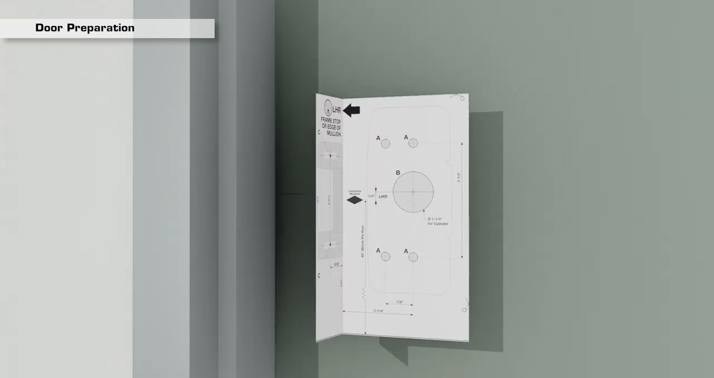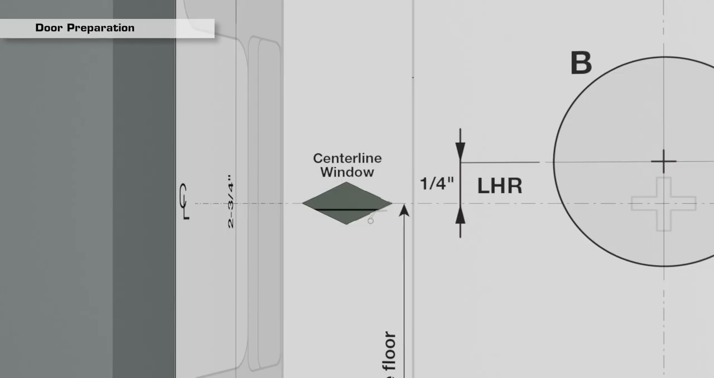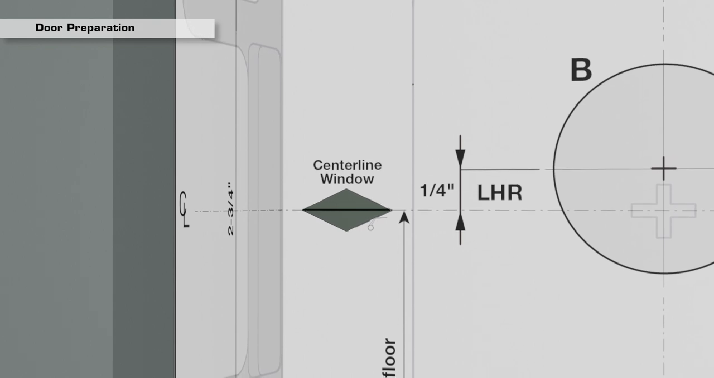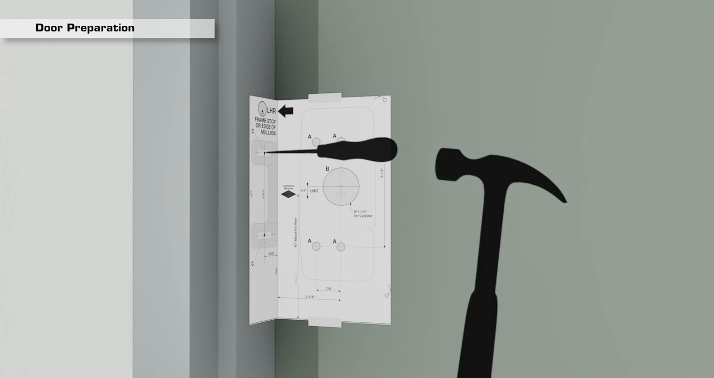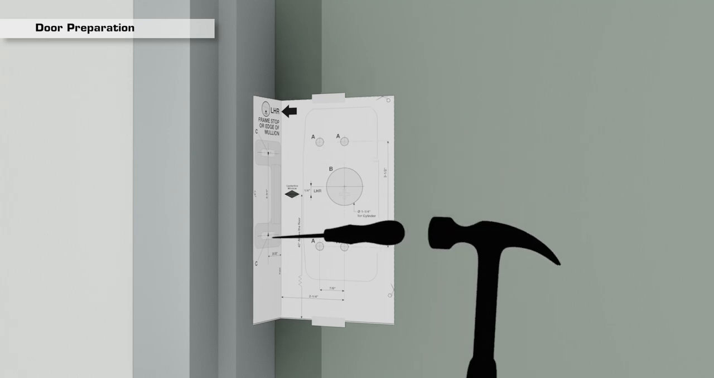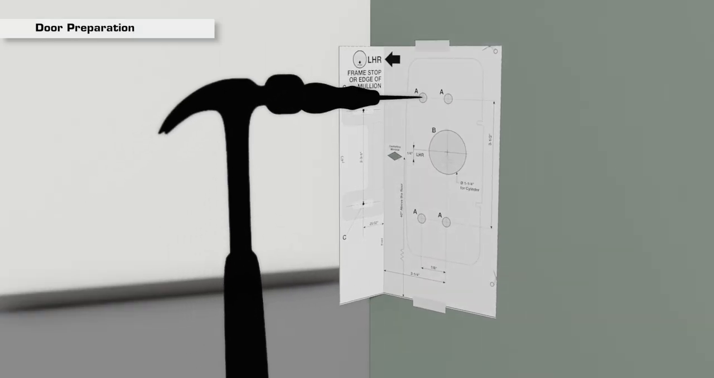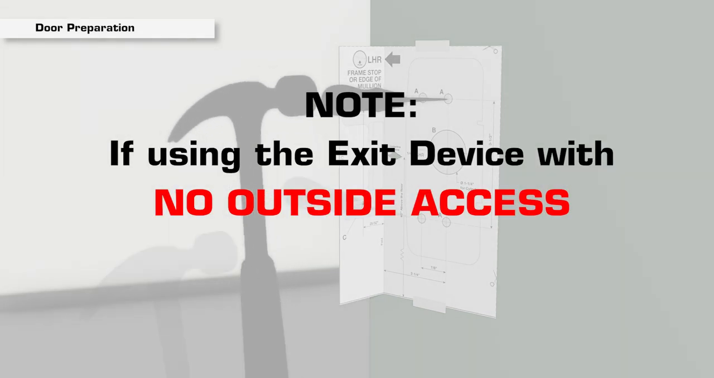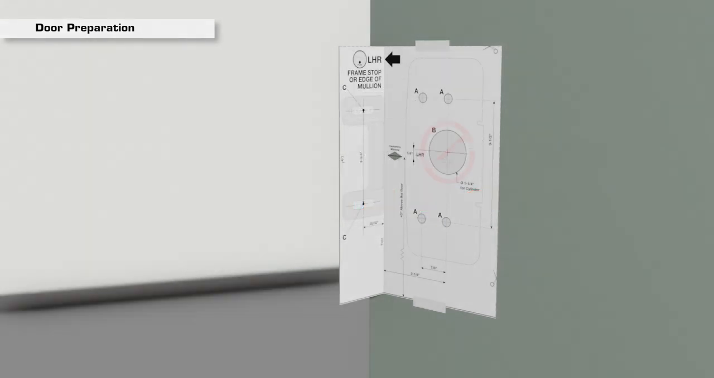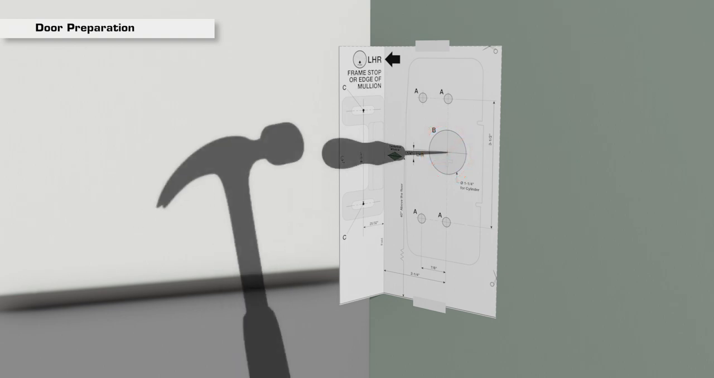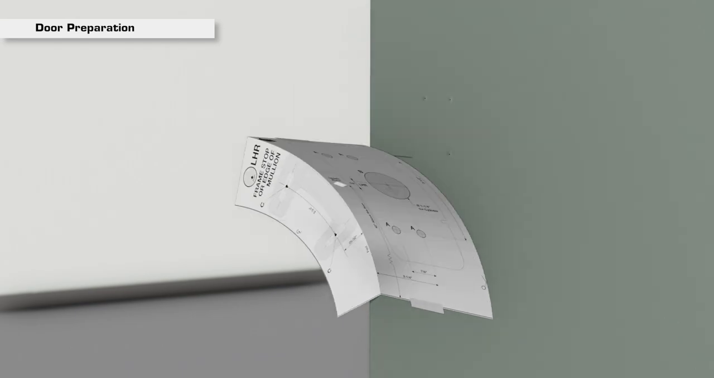Place the provided template into position by using the small cutout window to align it to your indicated center line, then secure with tape. Use a hammer and punch to mark the center of each hole. Note, if using the exit device on a security door with no outside access, do not mark or drill the hole for the cylinder. Once the holes are marked, drill pilot holes on the jamb and door.